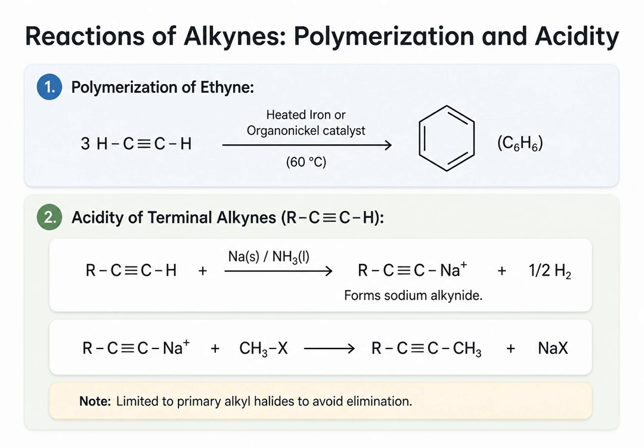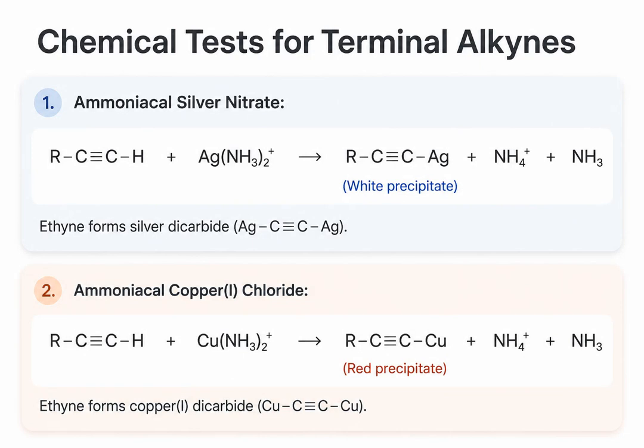Another crucial concept is the acidity of terminal alkynes. The hydrogen attached to the triple bonded carbon is weakly acidic. Reacting it with sodium metal in liquid ammonia forms a sodium alkynide ion. This nucleophile can then react with a primary alkyl halide to form a longer internal alkyne, a vital carbon-carbon bond-forming reaction. Because of their weakly acidic protons, terminal alkynes can be identified using specific chemical tests.